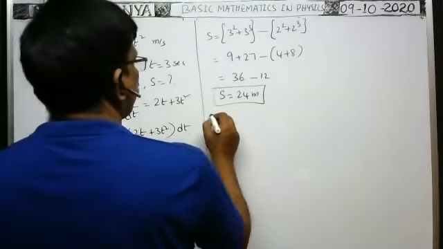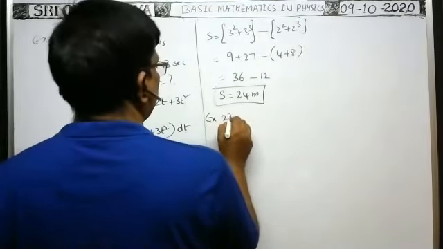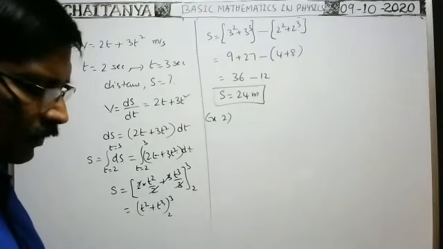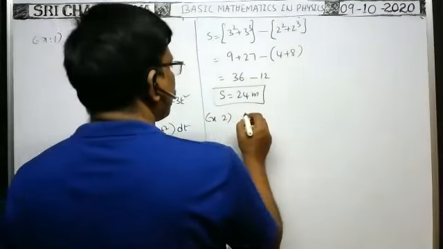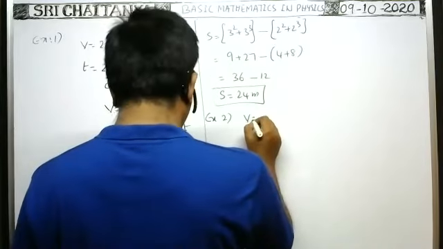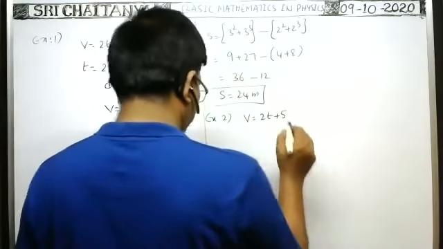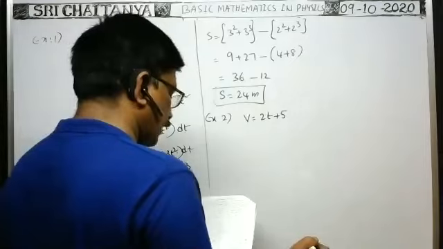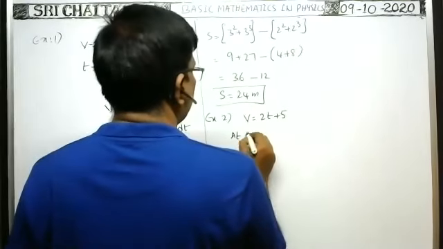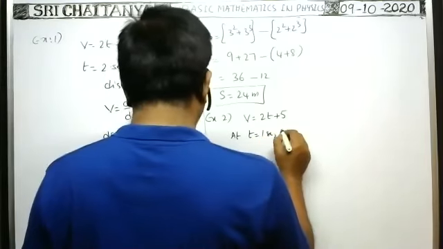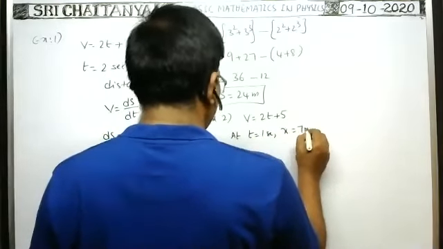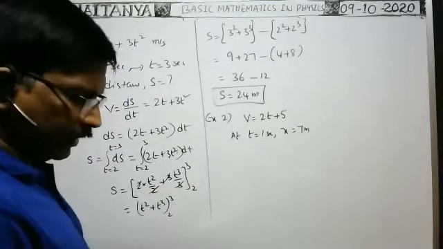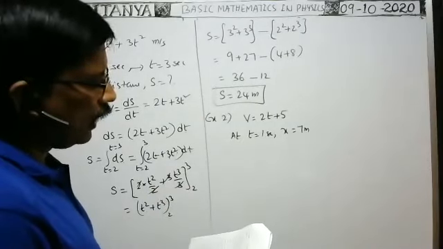So, one more example I want to say. Integral, second example. Find the instantaneous displacement of the body when the velocity of the body is given by 2t plus 5, if it occupies the position x is equal to 7 meter at t is equal to 1 second. That is given. Then they ask for the instantaneous position of the body at any time t.